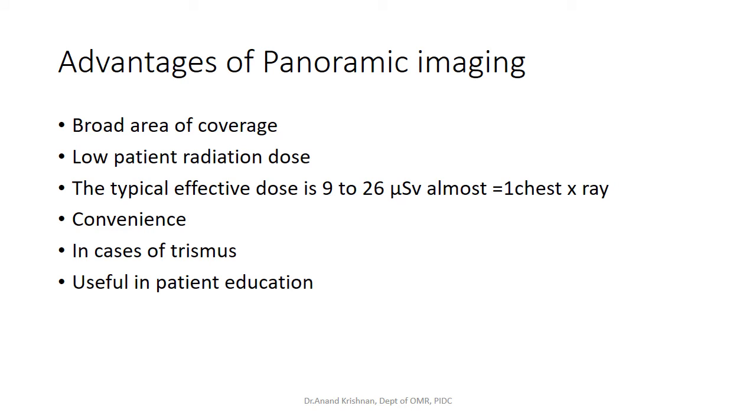So what are the general advantages of panoramic imaging? It has a broad area of coverage. It has low patient radiation dose, and the typical effective dose is 9 to 26 microsievert, almost equivalent to one chest X-ray. But this is for manual; now it has come down even less. And now with digital panoramic radiography we can take sections of panoramic radiography, which enables reducing the amount of radiation exposure almost equivalent to that of 2 or 3 IOPAs. That is, if you are taking a very small section of panoramic radiograph for a patient.